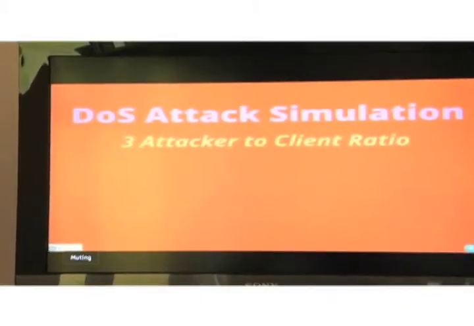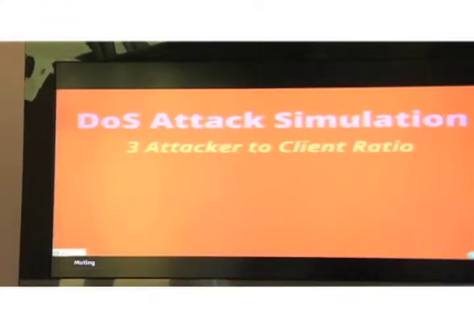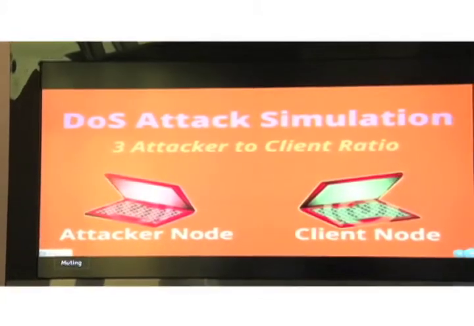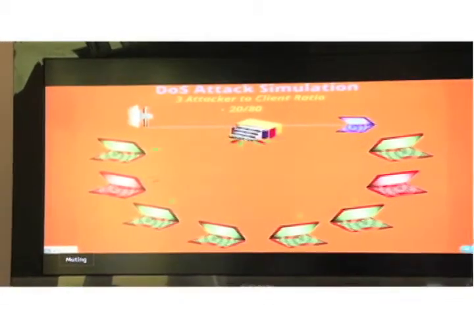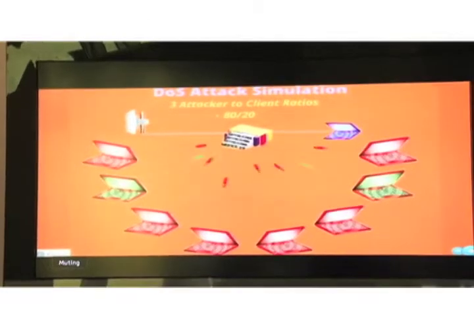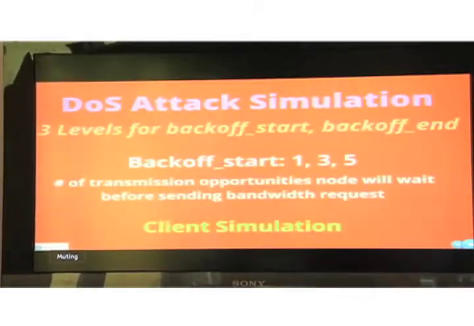We're looking at our denial of service attack simulations, where we're going to use 3 attacker to client ratios. The first is 20% attacker nodes and the other 80% actual client nodes. Then we carried out simulations in software where we have 50% attacker nodes and 50% client nodes. And the last option is 80% attacker nodes and 20% client nodes.